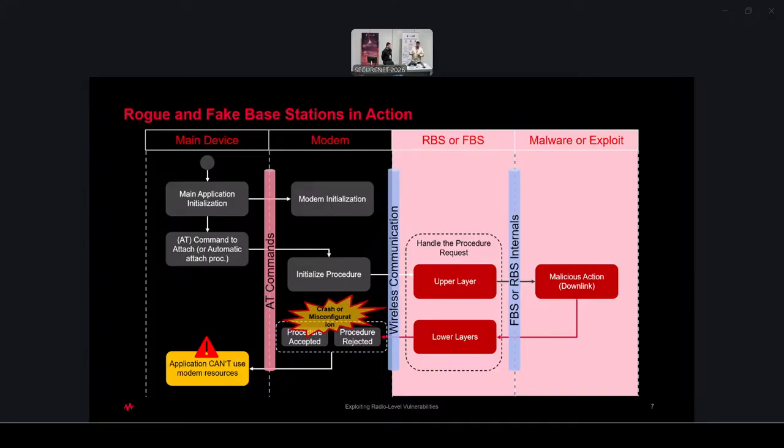What happens if the rogue base station or the fake base station sends messages to the UE, to the modem, which are not according to the specification or are not expected by the modem? That is the point. What does the modem do? What we see in our experiments is that the modem crashes or at least is moved to a wrong state.